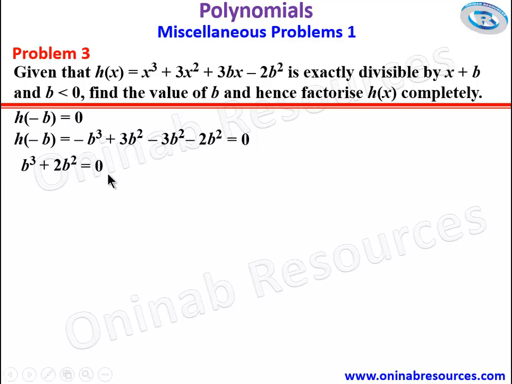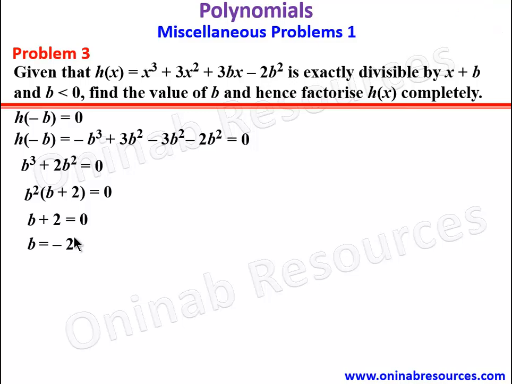So to find b now, we factorize. We have b squared as a factor, so we have b squared into b plus 2 equals 0. Since b is less than 0 and it's not equal to 0, we are not concerned about b squared equals 0. We forget about b squared equals 0. We now see b is equal to negative 2. And that is the first part.